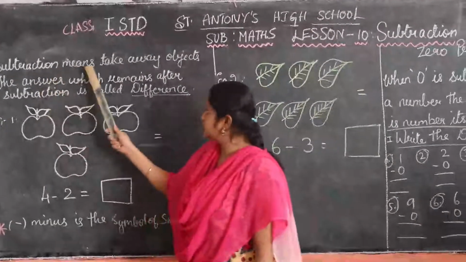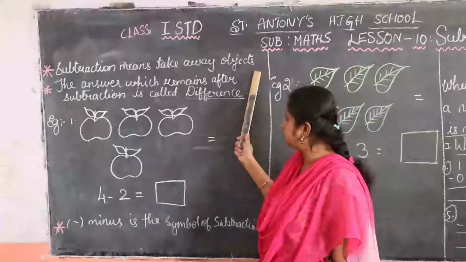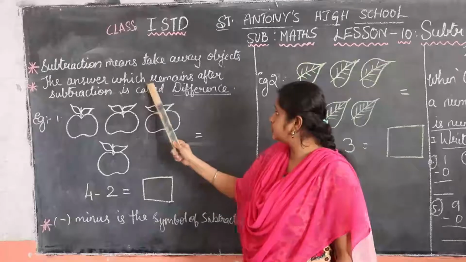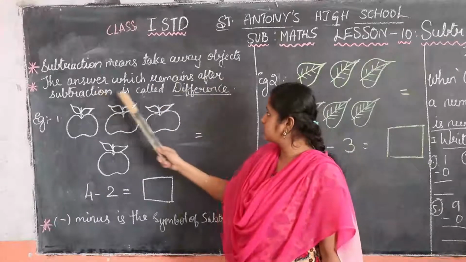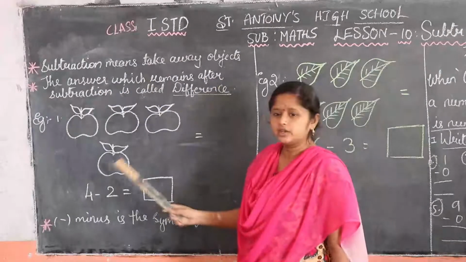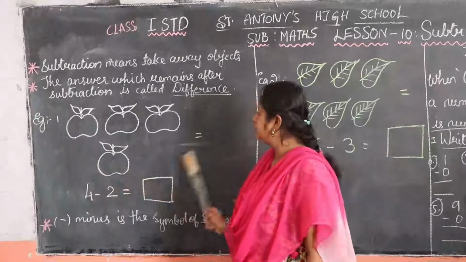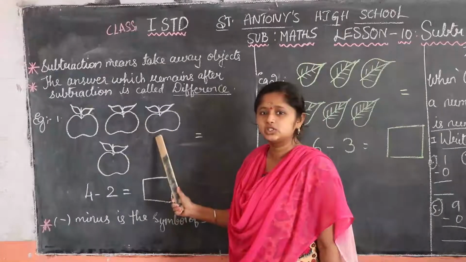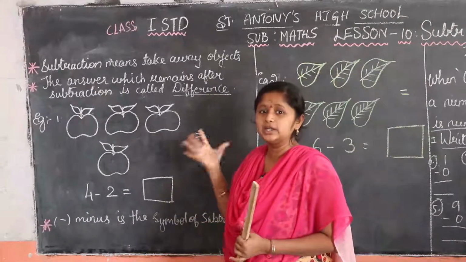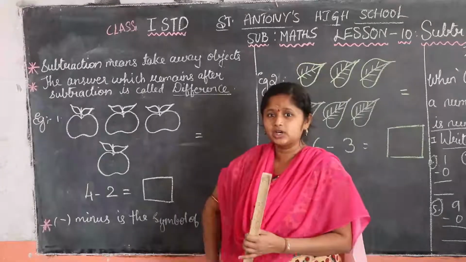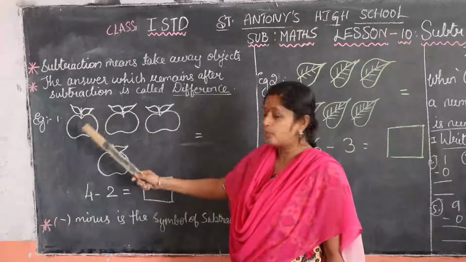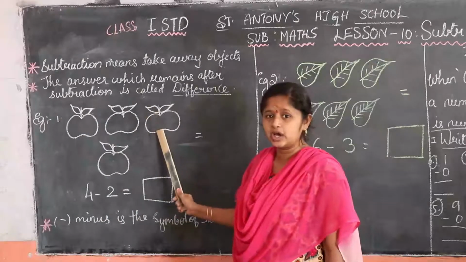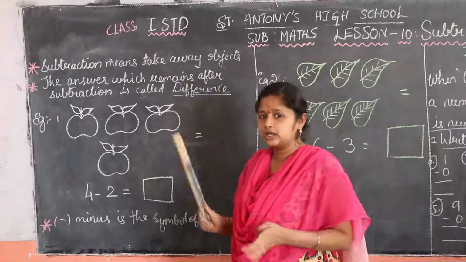So subtraction means take away object. The answer which remains after subtraction is called difference. Now here, for example, I have drawn some objects. What is this, children? Apple. Apple is a red color. So how many apples are there here, children? Count. 1, 2, 3, 4. So 4 apples are there.